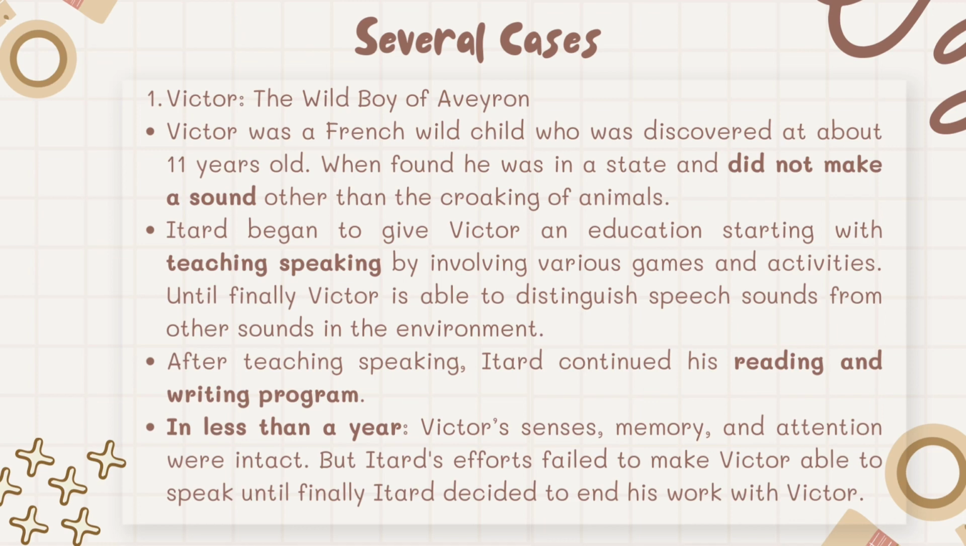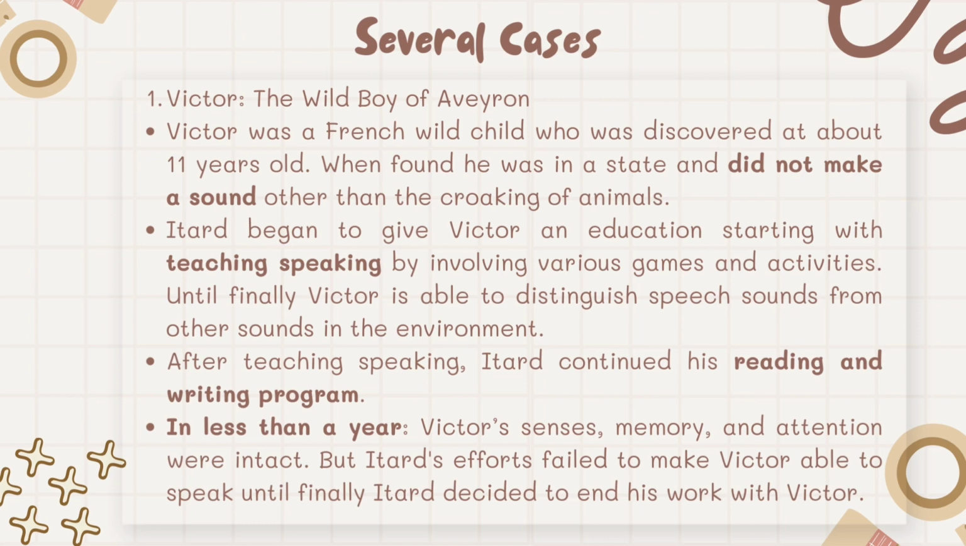He tried to get Victor to repeat some words and speech sounds, and Victor had to learn where the speech sounds come from before he could associate these sounds with language. Until finally, Victor was able to distinguish speech sounds from other sounds in the environment. But for 5 years, Itard tried to teach Victor to speak. His efforts failed.